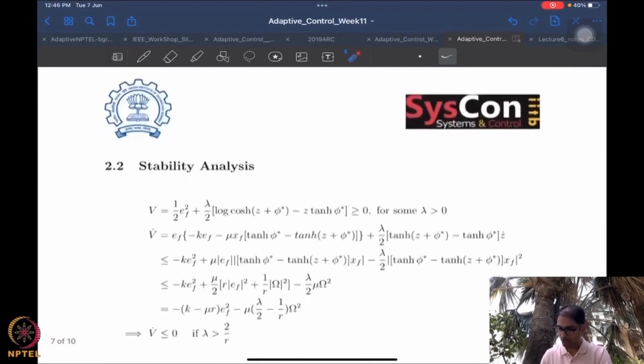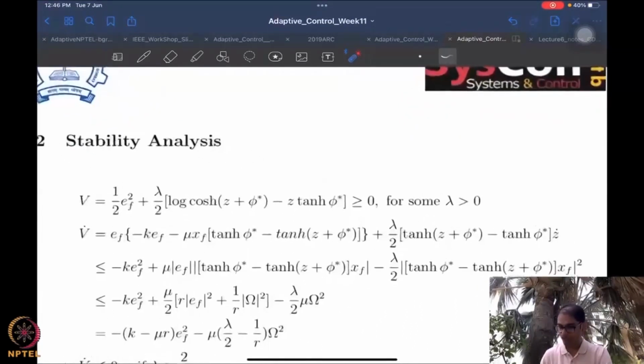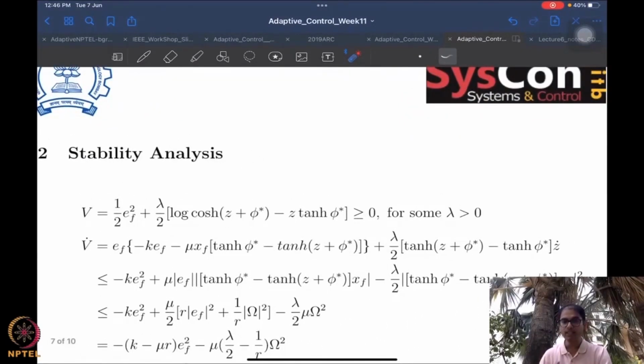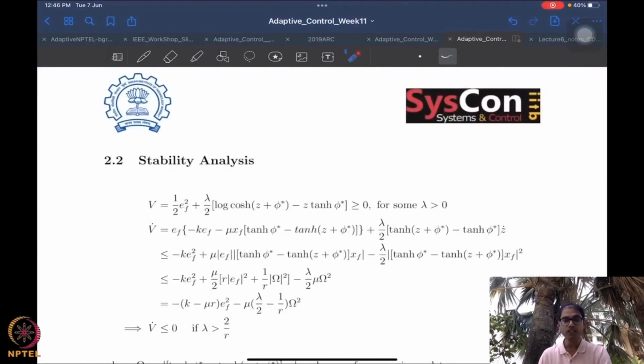I will do a few steps first. The first thing to remember to look at is the Lyapunov function we chose. The Lyapunov candidate is a rather interesting one. It is of this form, half EF squared, which is just the normal quadratic in the first element. But the second term is rather interesting. There is a positive lambda, divided by 2 times the log cosh of z plus phi star, minus z tanh phi star.